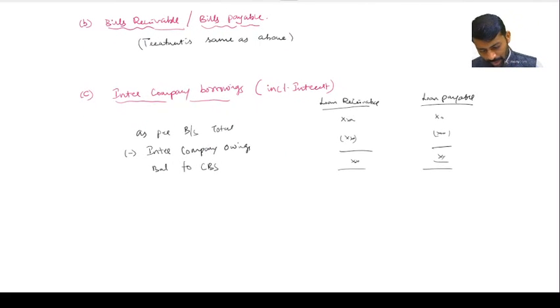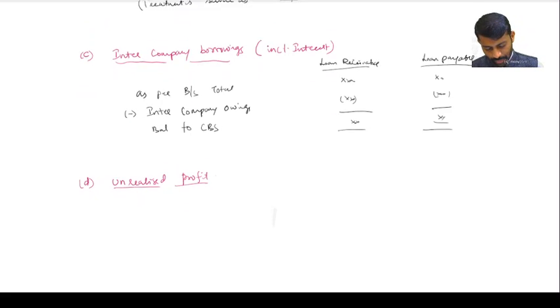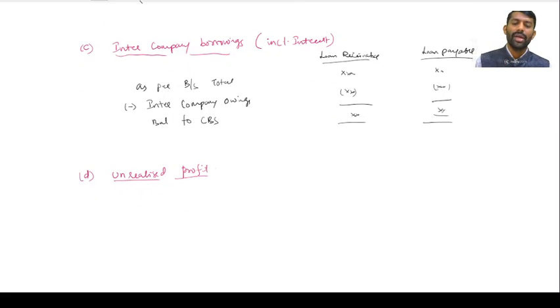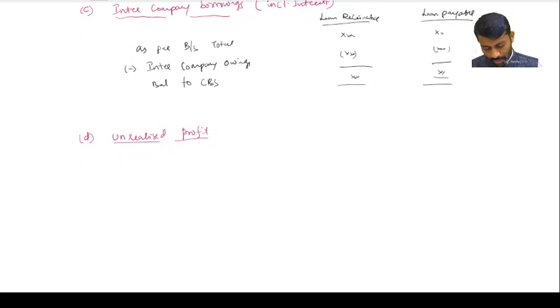Yes, sir. So lastly, D, unrealized profit. That means unrealized profit on whatever goods or inventory sold. Are you understanding? So here you have made some supplies, either asset sold or goods sold, whatever it might be. On that, if profit has been made, and if that asset or inventory is lying in stock, then only URP will apply. Got it?